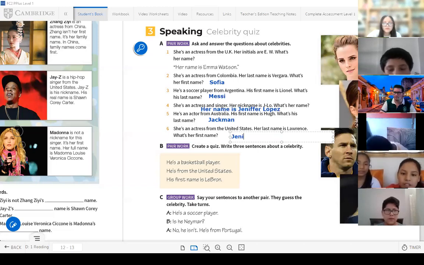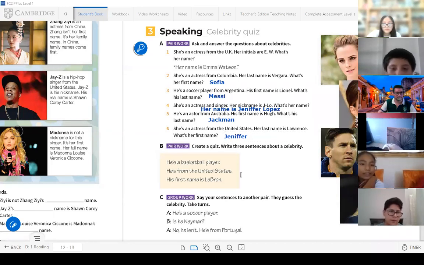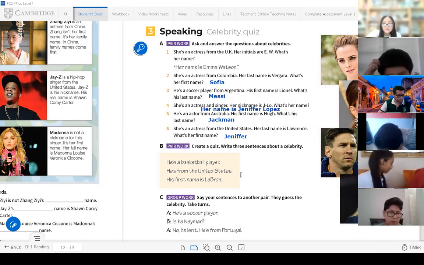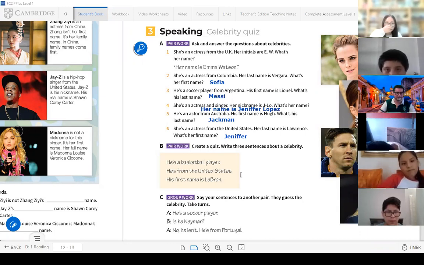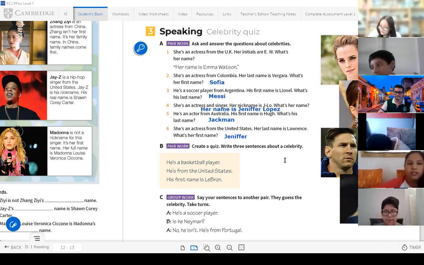She has different movies too. Do you know that she appeared in X-Men? She played in X-Men too. ¿Se acuerdan de the character Mystique? Los que vieron X-Men? You remember? Yes. Yeah, Mystique. Mystique is Jennifer Lawrence.